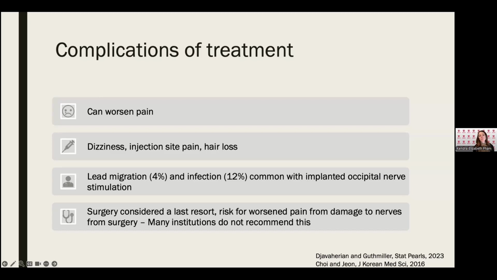And then with surgery, also, as I mentioned, this is considered a last resort. And there's really a risk for worsened pain, basically due to damaging the nerves from surgery. Even though you're trying to help the pain, you could have worsening pain. So many places won't actually recommend this.